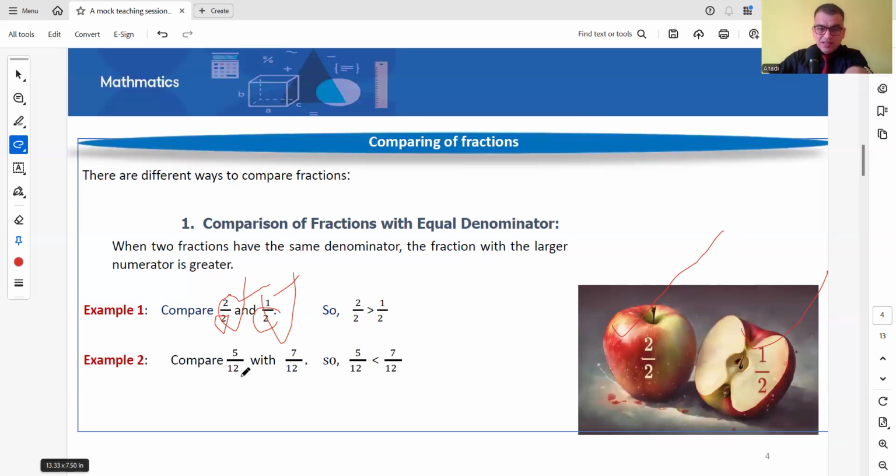And the second example. Sam, please tell me which fraction is bigger, 5 upon 12 or 7 upon 12? Which one is bigger? Right, yes, this one is bigger. Why is it bigger? Alex, why is this one bigger? Right, yes, thank you. Because in the second fraction, the numerator is greater than the first one. Nice, very nice, thank you.